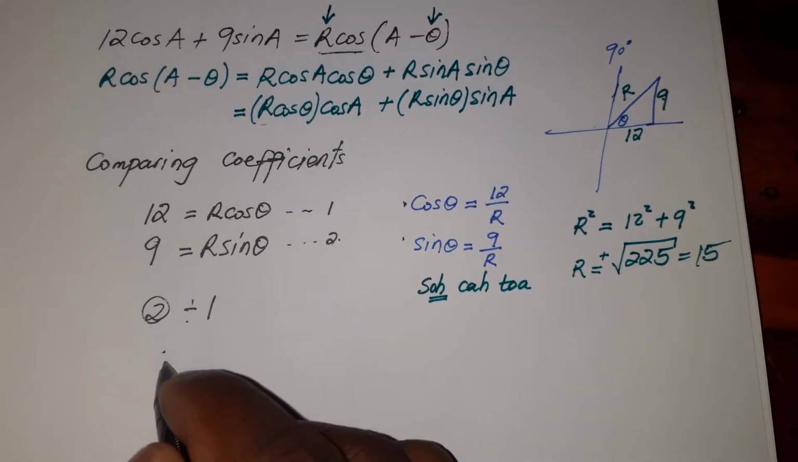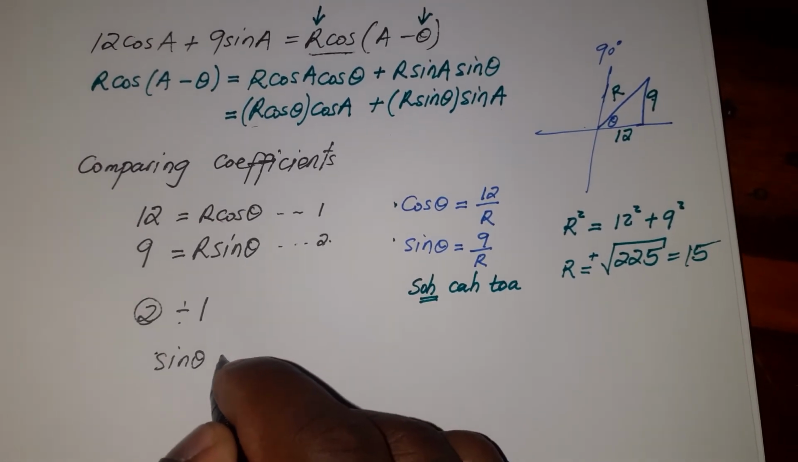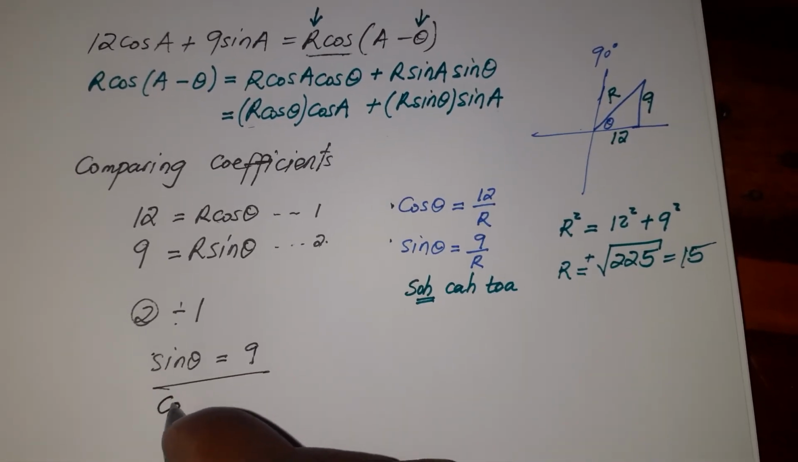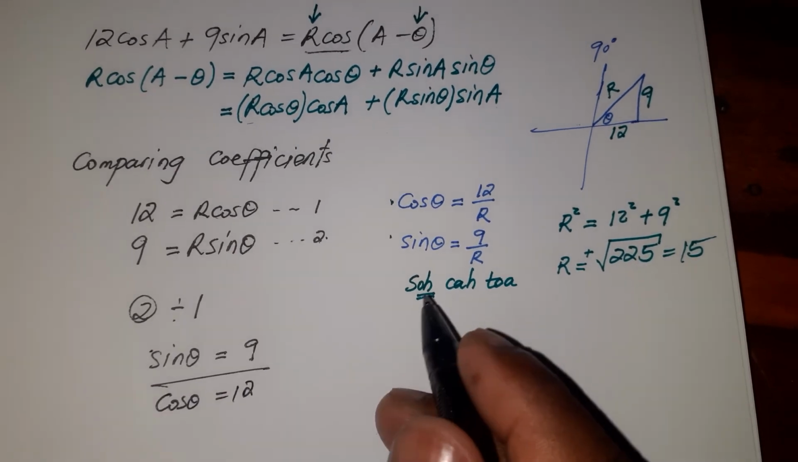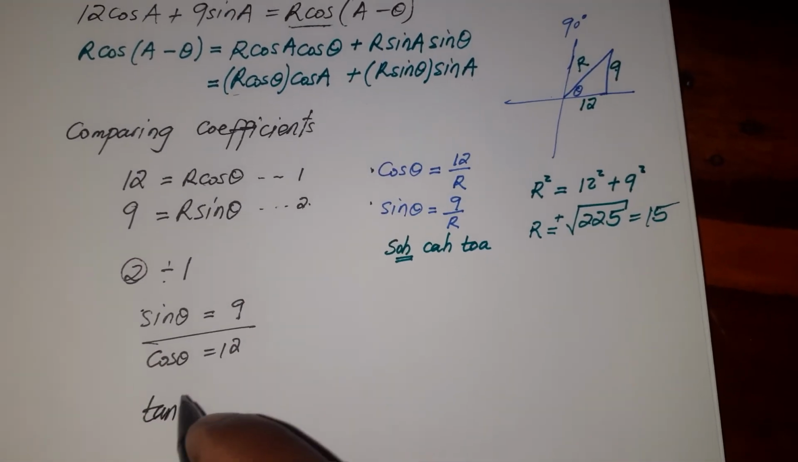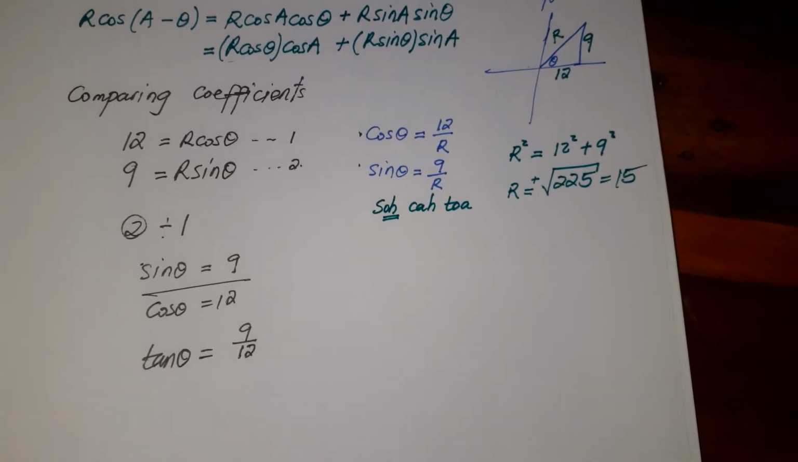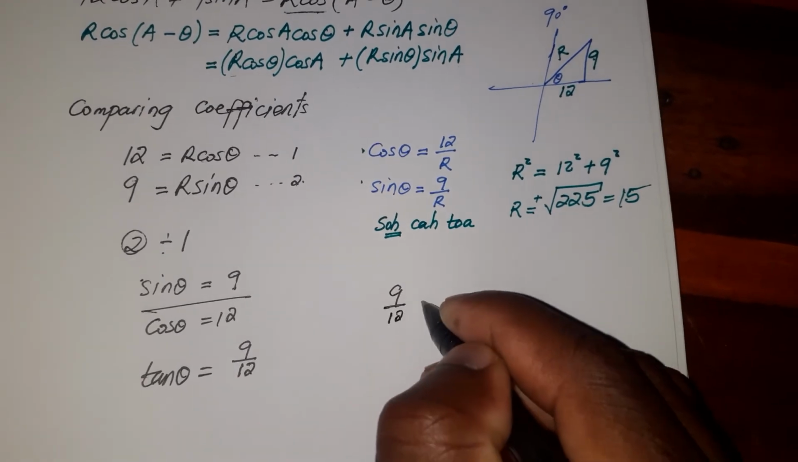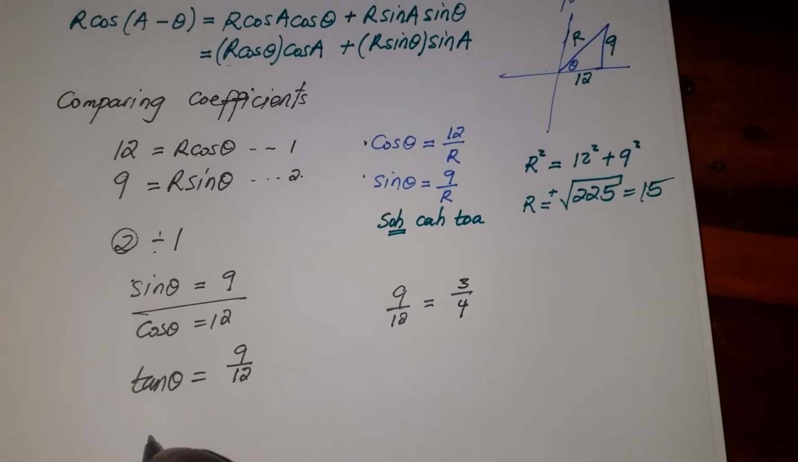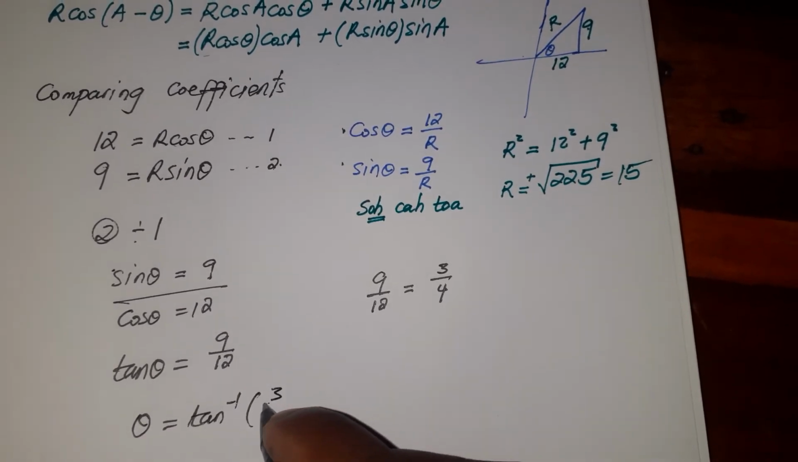Then I will have, let me start writing this side, sine theta, when you divide, this R and R will go away, equals 9, over cosine theta equals 12. Then that is the same as saying, we know sine over cosine is tangent theta equals 9 over 12. But we know that 9 over 12, you can simplify that to have 3 over 4. Then we can find our theta. Then our theta is going to be the inverse of tan of 3 over 4.